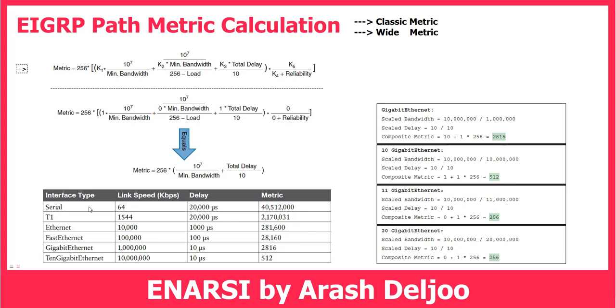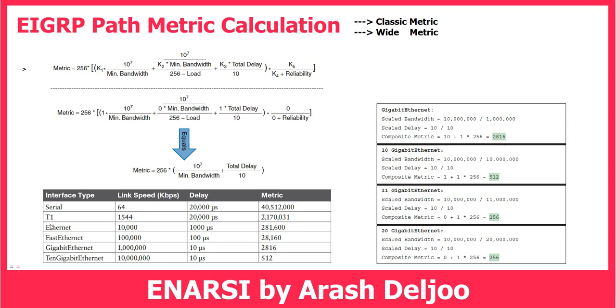Look here. Here we have a simple table. As you can see, we have some interface types. For example, the serial interface. This is not the serial that you have seen in, for example, GNS3. This is another type of serial, because here we have 64 kilobit per second. You know that the serial interfaces in GNS3 use the T1 serial type. Because of that, the link speed or the bandwidth of that interface is 1544 kilobit per second.